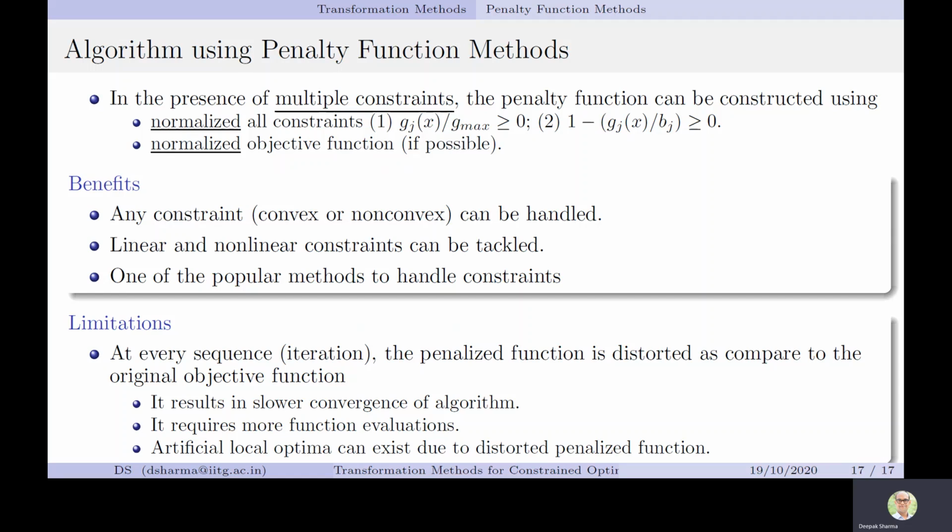Therefore, the penalty function methods distort the contours of the function with respect to the objective function, and that distortion can create artificial local optima, and that will create a problem for us.